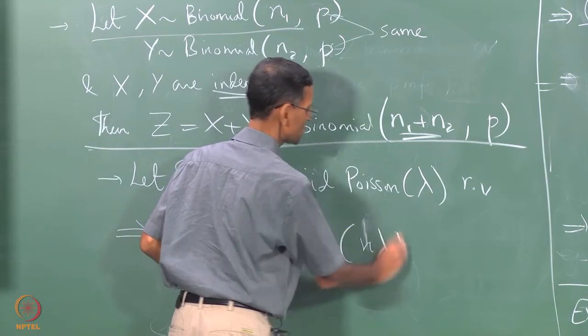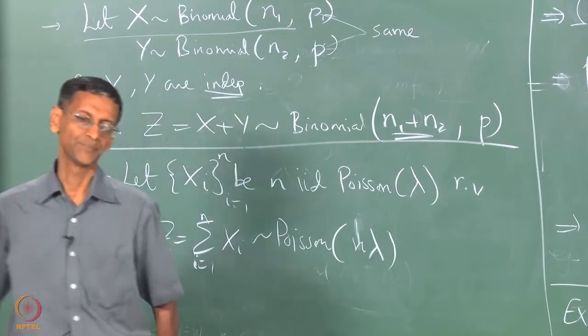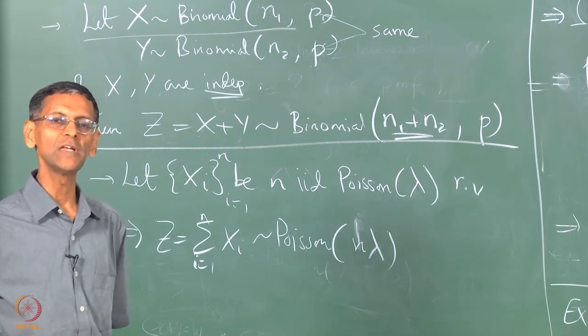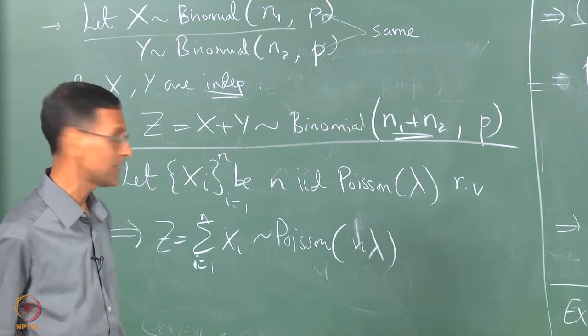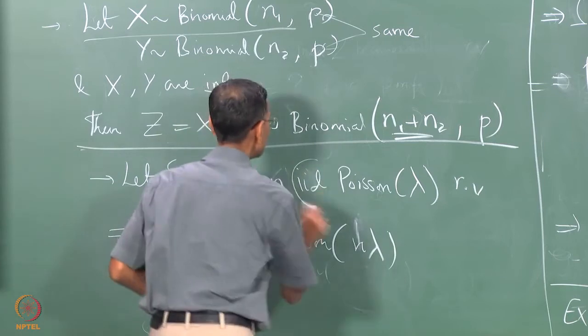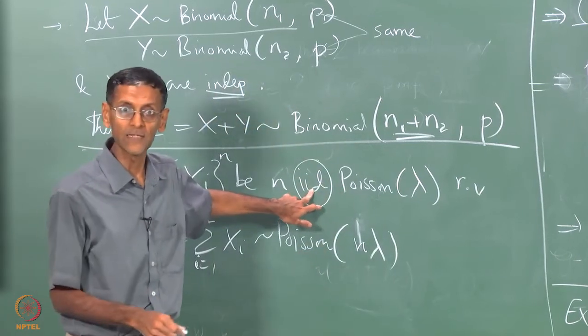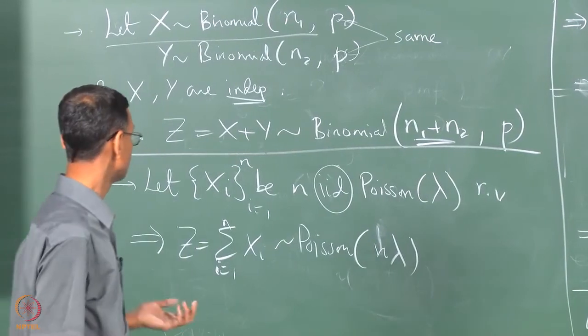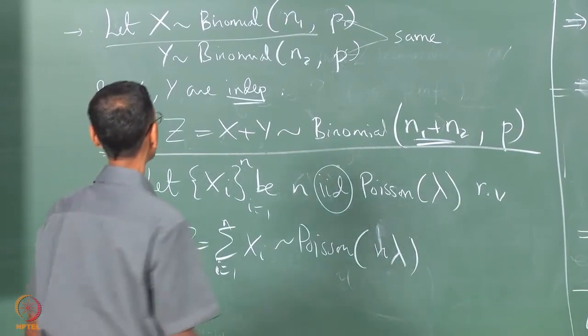This is one of the most interesting results in the theory, which says no matter how many Poissons you keep adding, as long as they are independent, and the independence is built in here, IID itself, you get the sum of the parameters, n lambda.